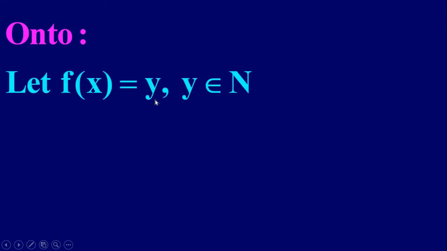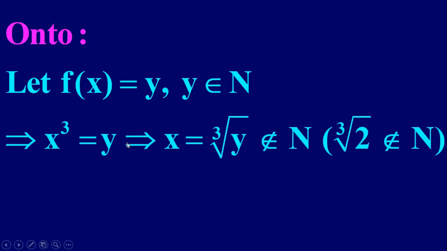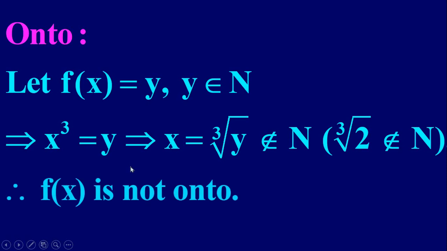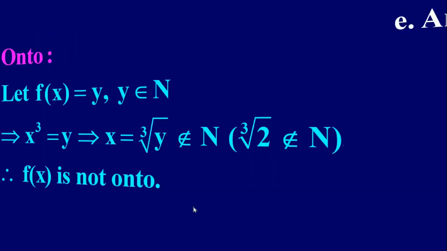Next we verify whether it is onto function. We take f of x equal to y, where y belongs to N. Since f of x is x cube, we can write x cube equal to y. So therefore, x equal to cube root of y, which is not a natural number. Therefore, cube root of y does not belong to N. If you take y equal to 2, then cube root of 2 is not a natural number. So therefore, this function is 1-1, but it is not onto function.